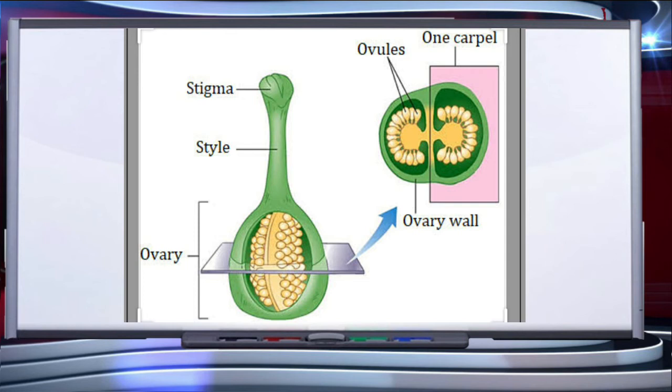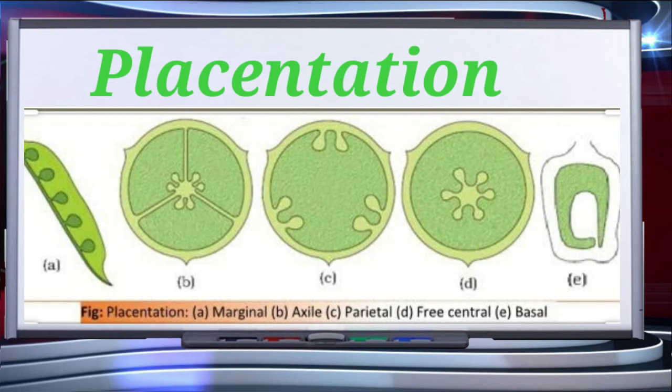Now let's understand what is placentation. The arrangement of ovules within the ovary is known as placentation. The placentation are of different types as shown in the figure: marginal, axile, parietal, free central, and basal. In marginal placentation, the placenta forms a ridge along the ventral surface of the ovary, and the ovules are borne on the ridge forming two rows, as in the pea.